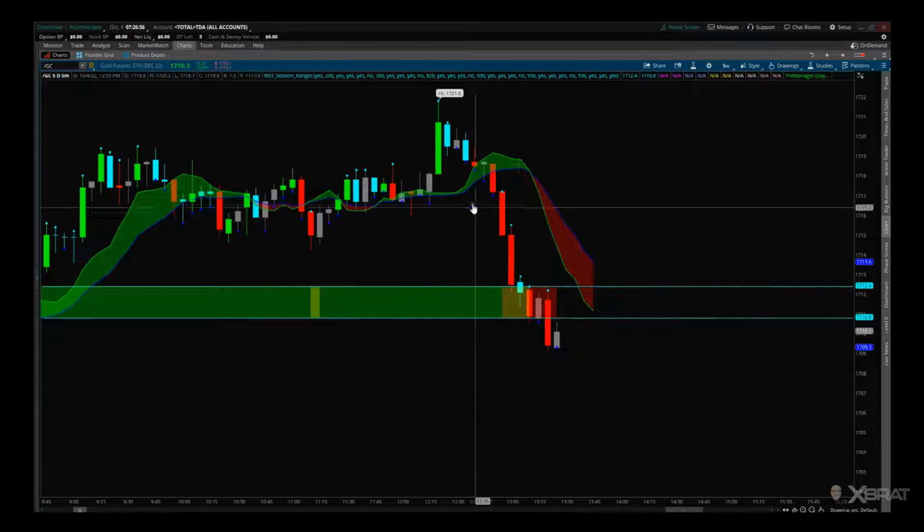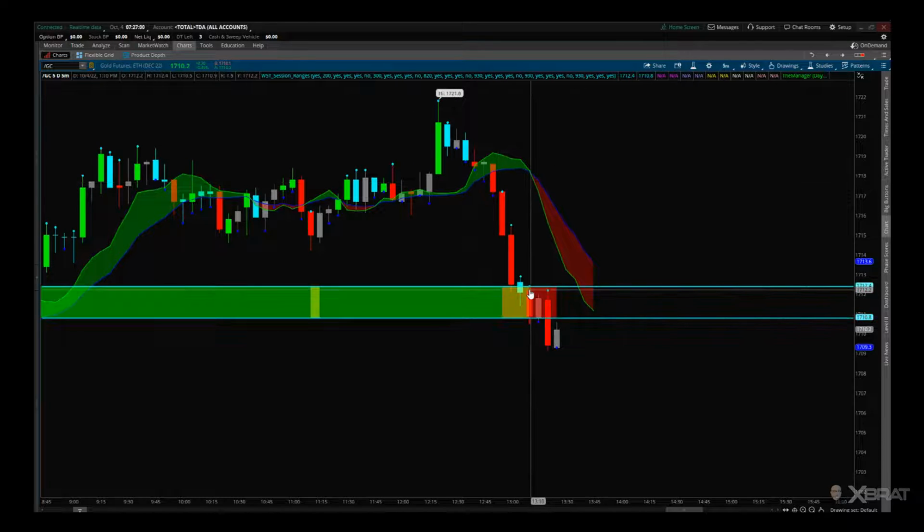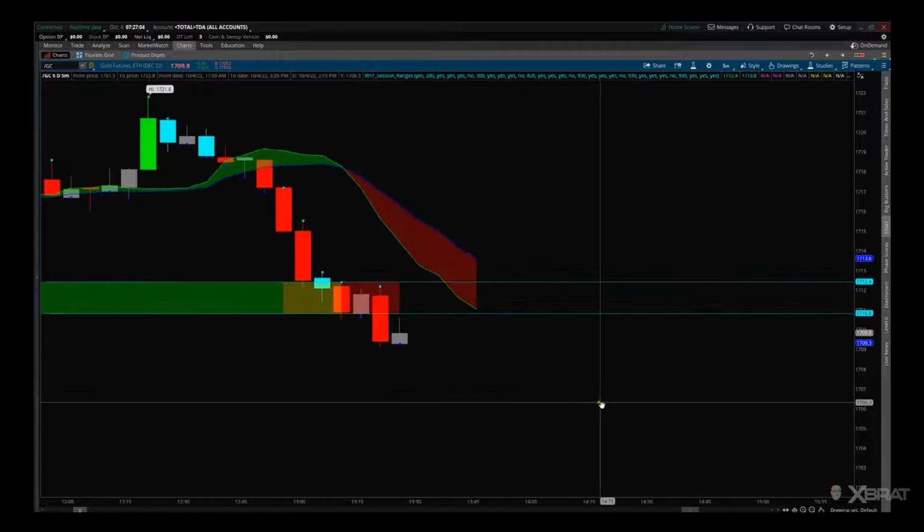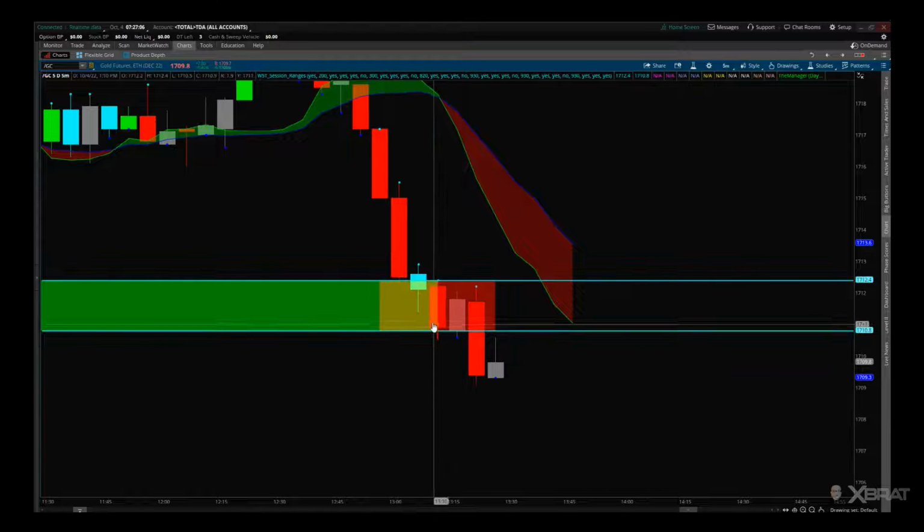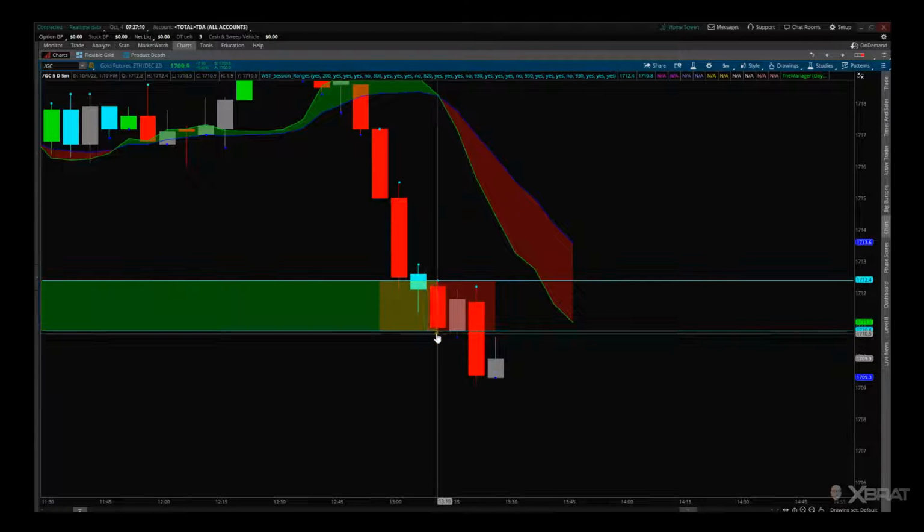And now we're coming in towards the US session. We're coming down and down and down. We get this candle that just closes inside here. Let's go really big here. It just closes inside that range, and the range is colored in red. We're looking for a short.